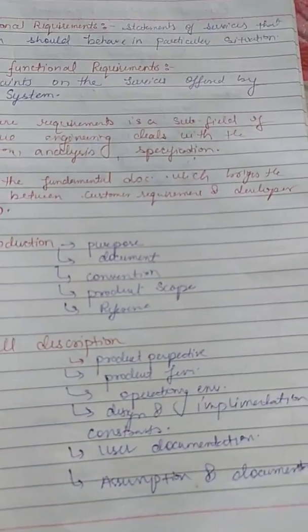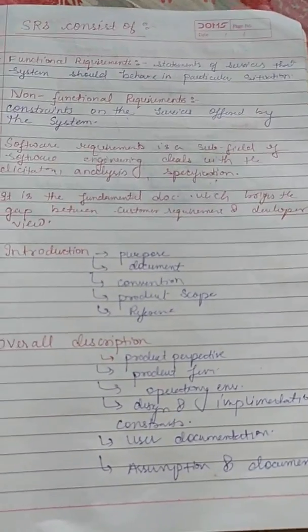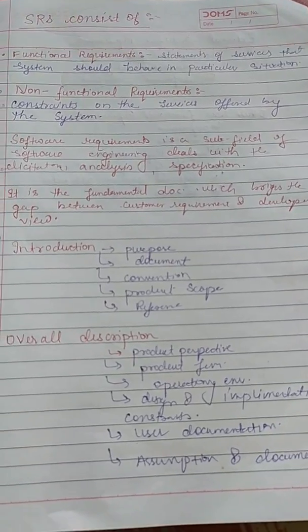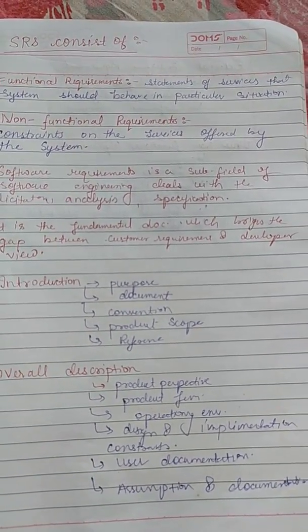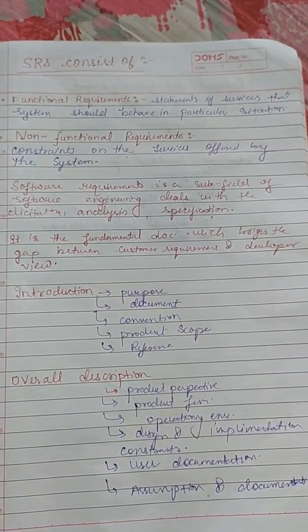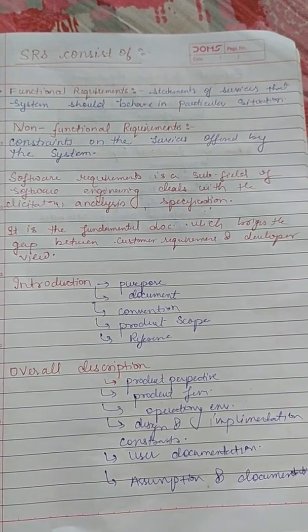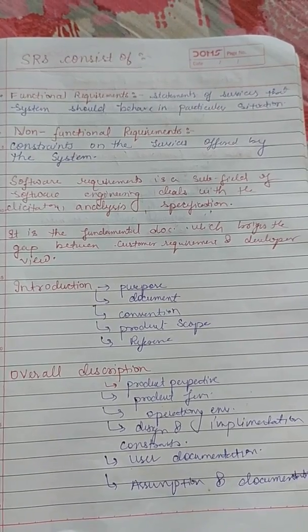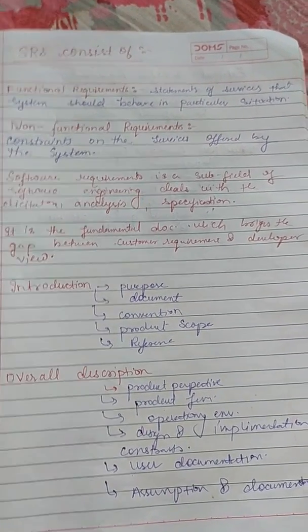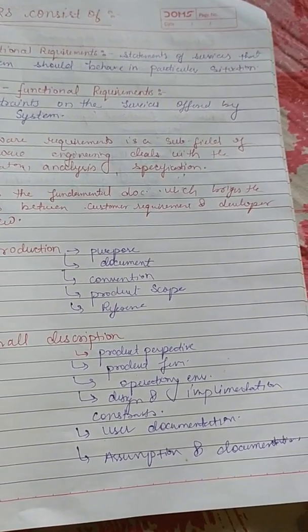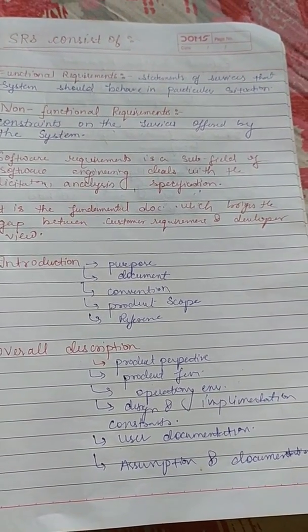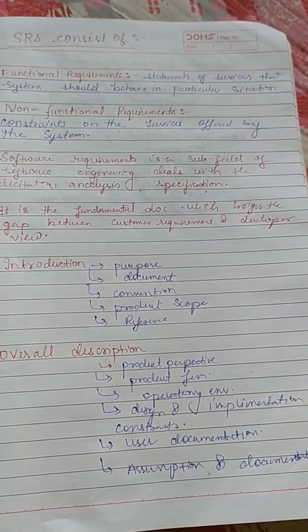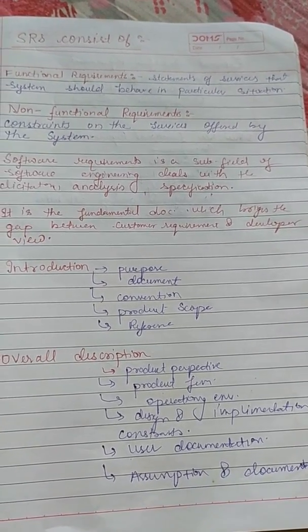The SRS should consist of the following two kinds of requirements: functional and non-functional requirements. Functional requirements involve the statements of the services that the system should provide and how it should behave in particular situations. Whatever the technical requirements of the software, they are all mentioned in the functional requirements. Non-functional requirements are the constraints on the services offered by the system.